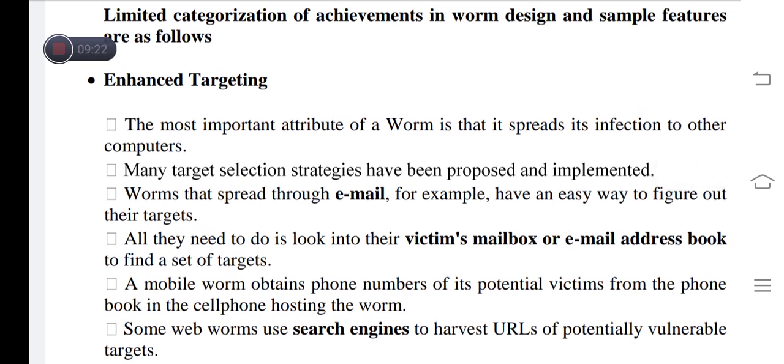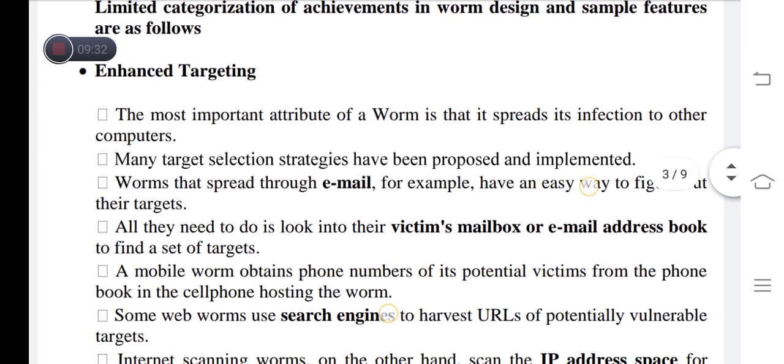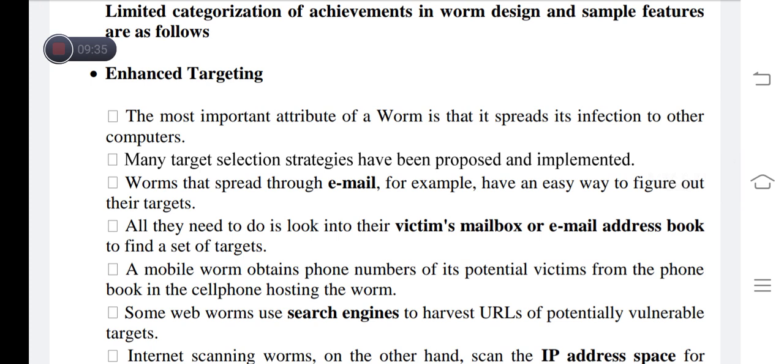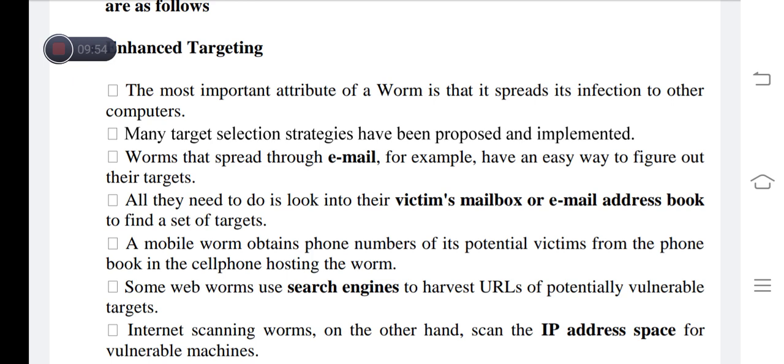The first feature is enhanced targeting. Enhanced targeting means how the worm is going to affect the targets. That is, the worm will spread its infection to other computers. Again it can make use of email. Through the email, it can spread the worm to a large number of targets. It can also make use of the victim's mailbox or email address book to find the set of targets.